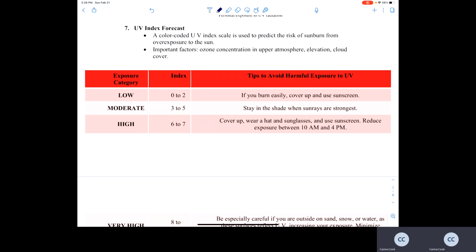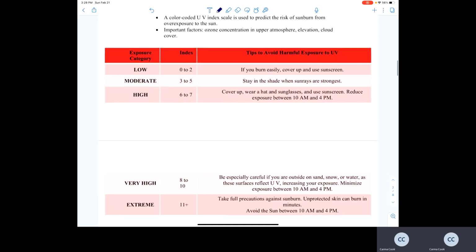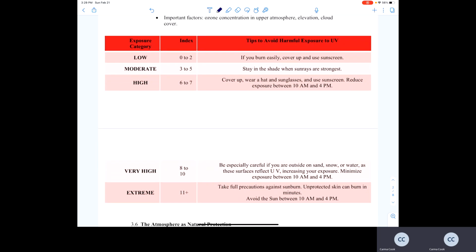Well, there is a UV index forecast that is color coded, and it's used to predict the risk of sunburn from overexposure to sun. So some important factors are the concentration of ozone in the upper atmosphere, what elevation above sea level you are located, and how much cloud cover is there on that given day. So the exposure categories in this UV color-coded index are low, moderate, high, very high, and extreme. And the index numbers range from 0 to 11 plus.